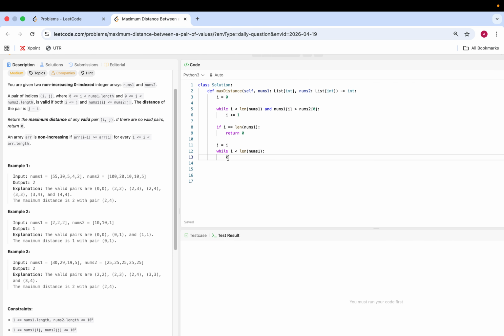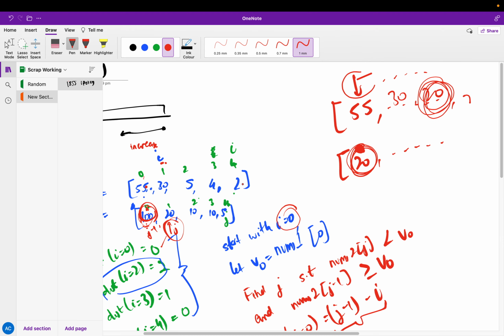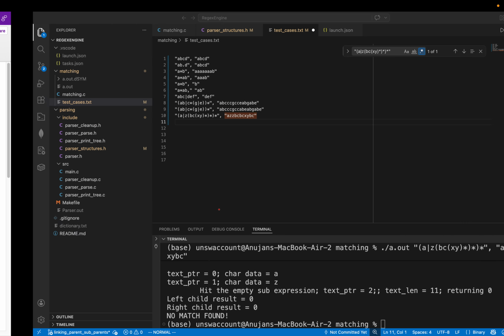What am I trying to do? If nums1 at i is greater than nums2 at i, then I think you can just increment and move on, right? What I'm saying is like, if nums1 at i, like over here, for example, no, not over here. Oh, okay, I need to make a new example.